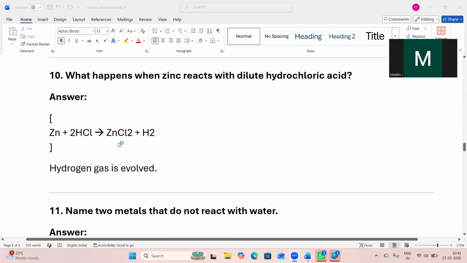What happens when zinc reacts with dilute hydrochloric acid? When zinc reacts with hydrochloric acid, you will get zinc chloride, and hydrogen gas will be evolved.